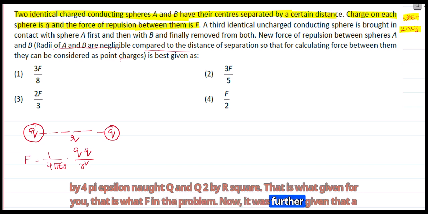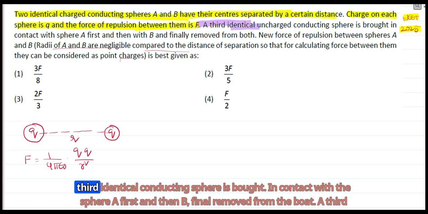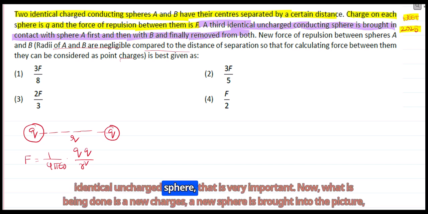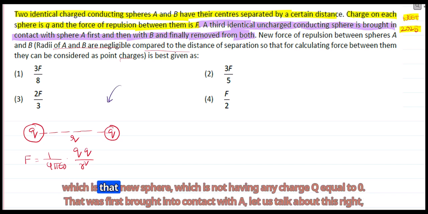Now it was further given that a third identical conducting sphere is brought in contact with the sphere A first and then B, and finally removed from both. A third identical uncharged sphere, that is very important. Now what is being done is a new sphere is brought into the picture. Who is that new sphere? It is not having any charge, Q equal to 0. That was first brought into contact with A.